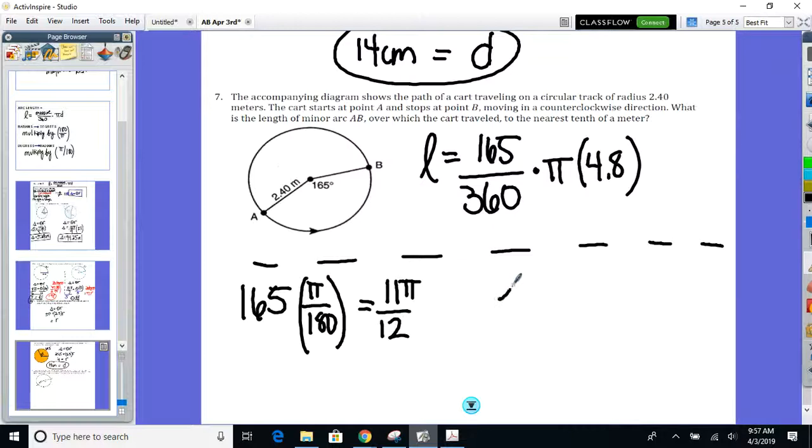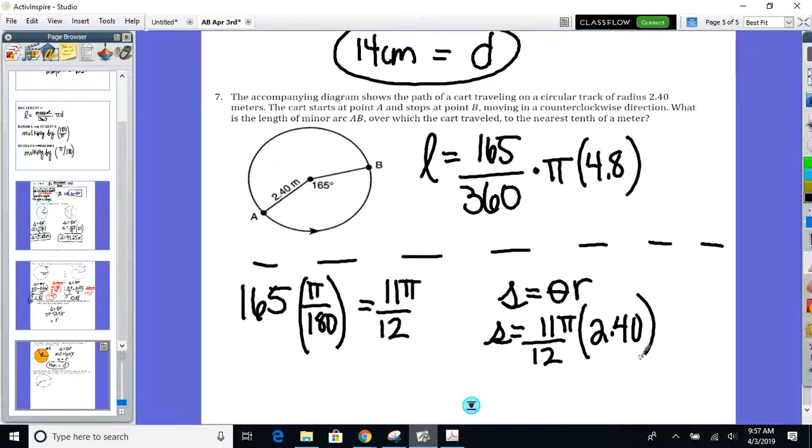So now for you guys that just want to use S equals theta R, what do you plug in for theta now? Not the 165, but 11 pi over 12, and multiply that by the radius. Either way, we're going to get the same answer, which would be 6.9 meters. Same thing up here, 6.9 meters.